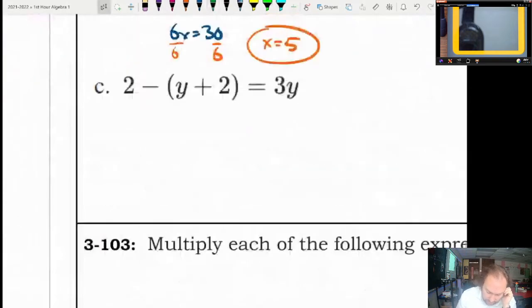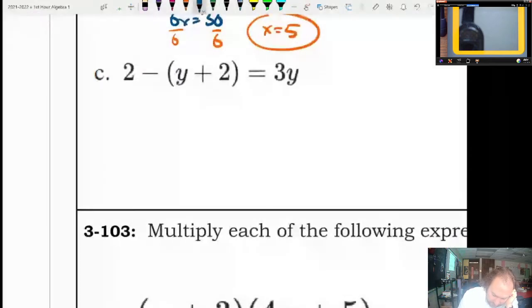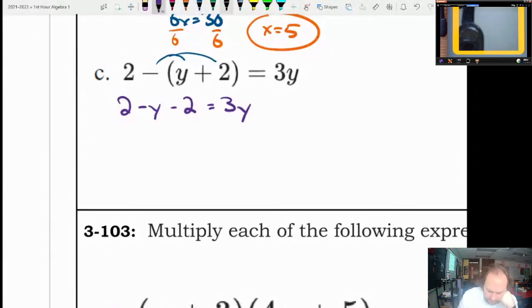Question C. Again, there's a minus sign being distributed there, so let's be careful. This is 2 minus y minus 2 equals 3y. What's interesting about this is that the 2's are actually going to cancel out. 2 minus 2 is 0, so you end up with the problem negative y equals 3y, which you can solve right now if you really critically think about it, but let's just keep going.